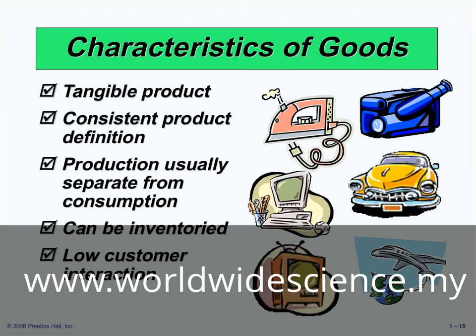Okay, these 5 items are the characteristics of the goods. The goods are tangible products. It means that you can touch it, you can see it physically, and it is a consistent product definition. You can offer a physical definition for the goods, and also the production is usually separate from consumption.